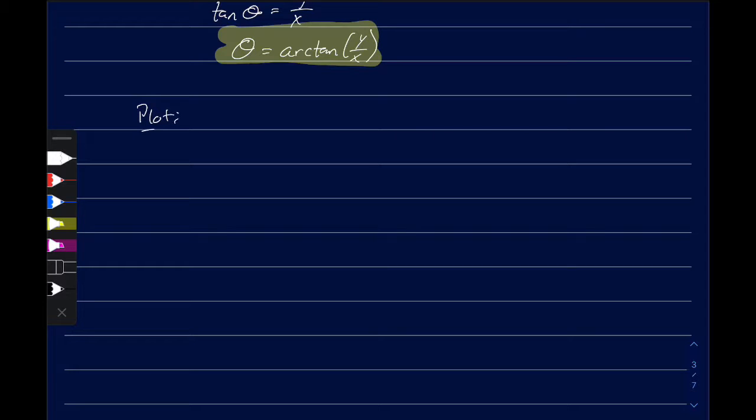So say we wanted to plot (2, pi over 4). Well, we would have our graph here. We would have an angle of pi over 4, and we would go out a length of 2. So that's one way of looking at polar coordinates.